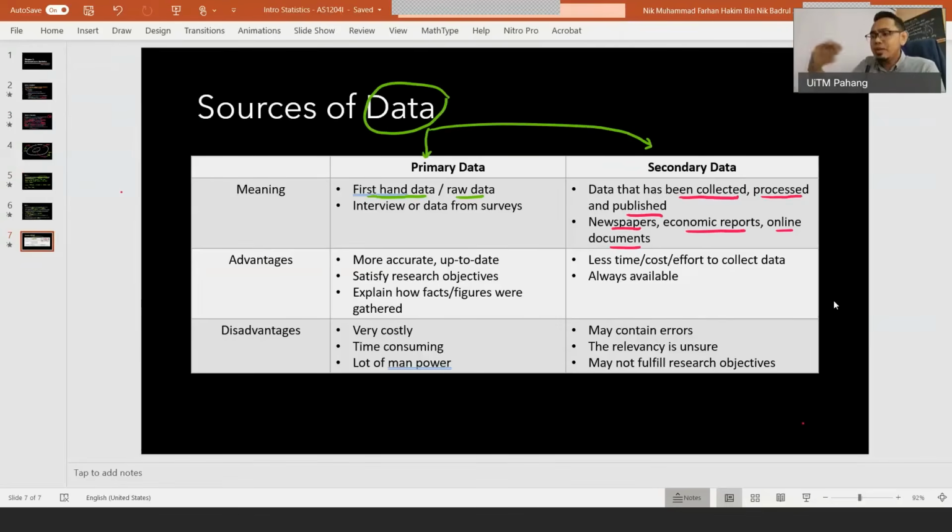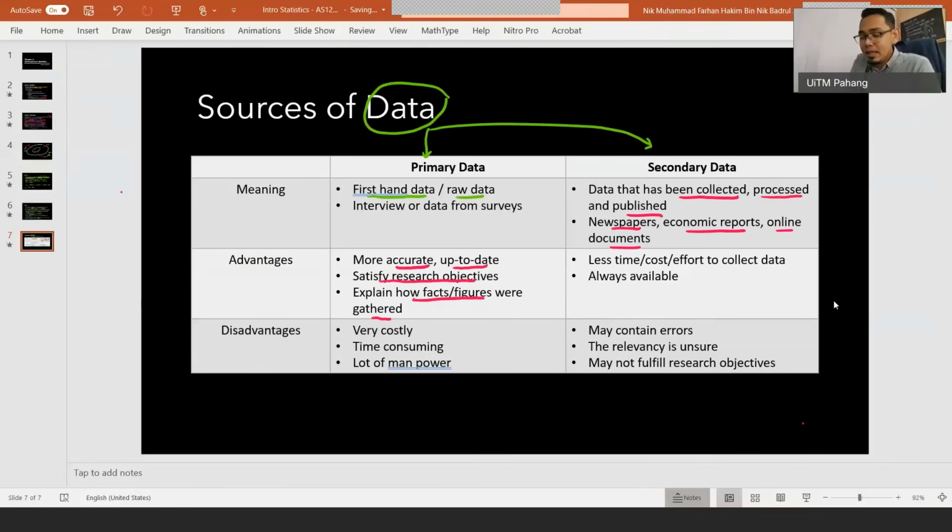So what is the advantage, kelebihan primary data? Bila kita secara direct, kita buat interview, kita dapat daripada Google Form, kita tak kacau apa-apa lagi, it is more accurate and up to date, lebih terkini. Right? And it satisfy the research objective. Kalau kita nak kaji pencapaian belajar, kita dah dapat. Kita dah tahu kita nak tanya apa, so kita dapat data itu. So it satisfy research objective, objektif kajian kita. Right? Dan it explain how the figures were gathered. Macam mana nilai-nilai itu dikumpulkan. Macam mana kita dapat. Kita tahu.